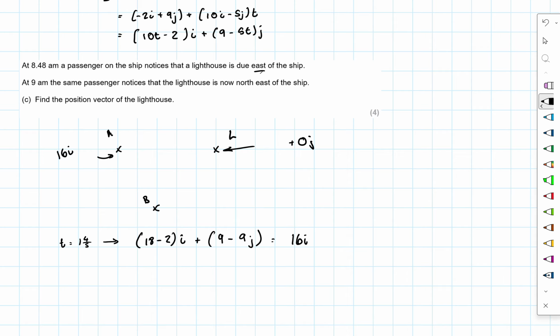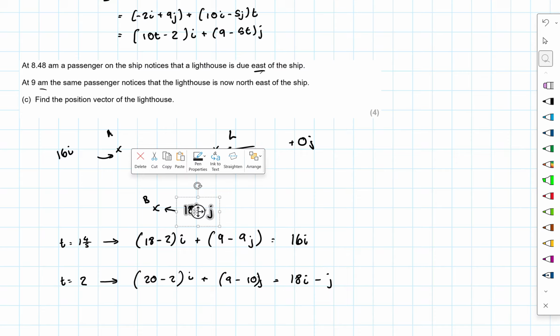Now that gives us one half of the thing. We're assuming that we might get the other half from somewhere else, but that's a good start. We know that we have 0j. At 9 a.m., the time is 2, so that gives me 20 minus 2i and 9 minus 10j, which is 18i minus j. So this position here is 18i minus j.